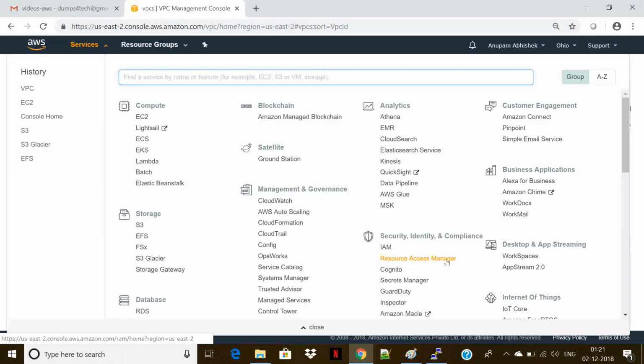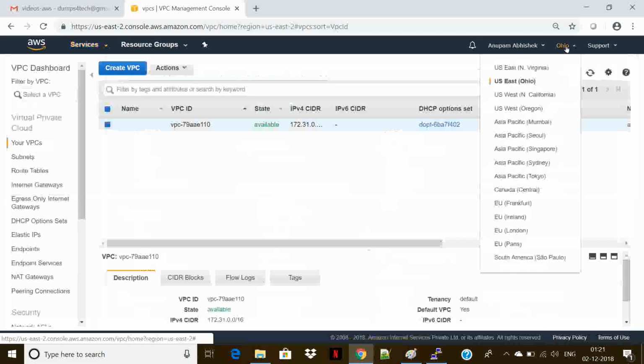It starts with North Virginia, Ohio, North California, Oregon, Mumbai, Seoul, Singapore, Sydney, Tokyo, Central, Frankfurt, Ireland, London, Paris, and Sao Paulo. When I say 16 regions, it doesn't mean it is limited to that. It rather means that cloud is expanding. AWS is expanding.